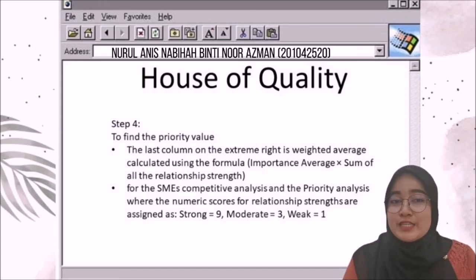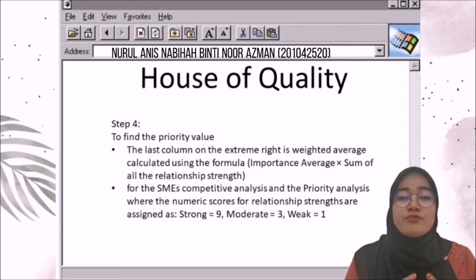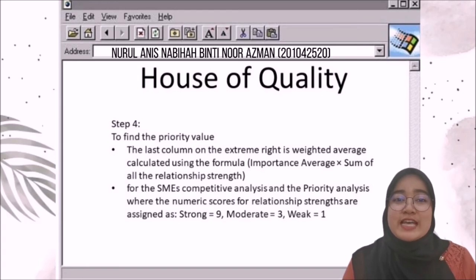Today I want to talk about step 4, to find the priority value. 1. The last column on the extreme right is the weighted average, calculated using the formula importance average times the sum of all the relationship strength. 2. For the SME's competitive analysis and the priority analysis, the numeric scores for relationship strength are assigned as strong is 9, moderate is 3, and last but not least, weak is 1.